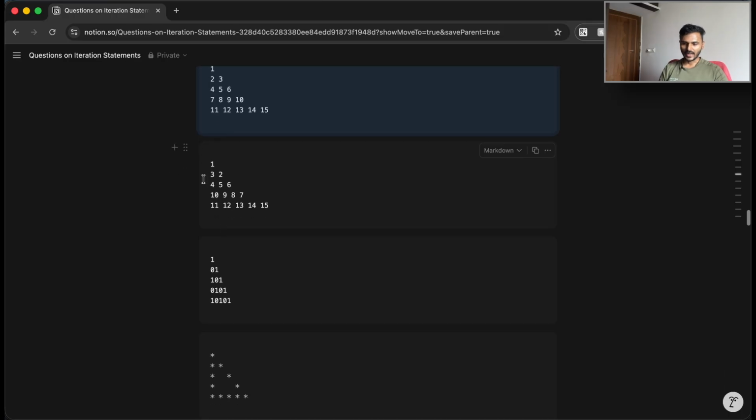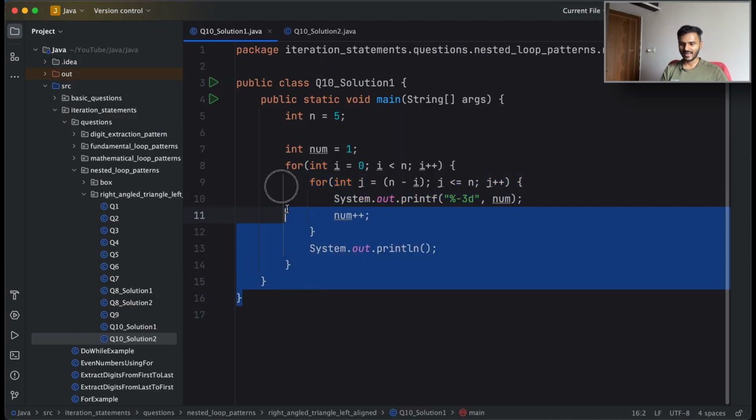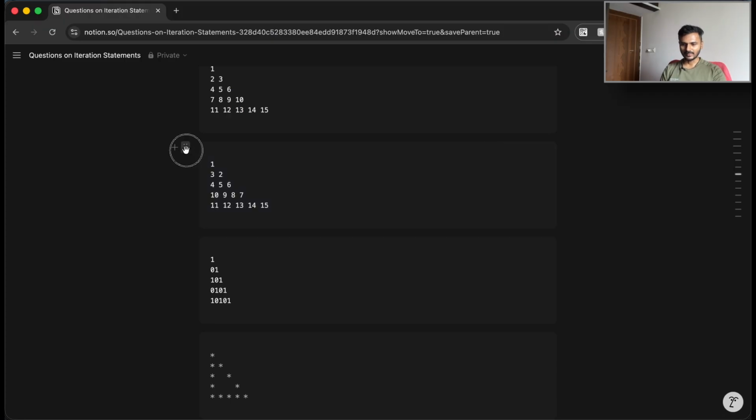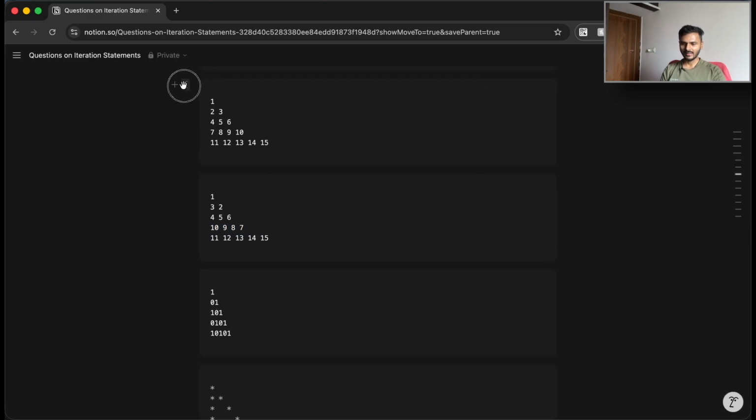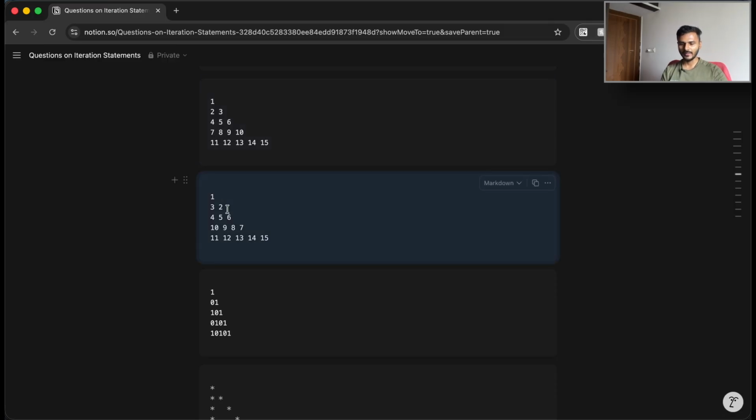Now let's take a look at the next question, which is this. And this question would tell you why I went for the second solution even though we had this solution ready and working. So in the question that we're going to solve now, you see that we've got 1 and then we've got 3, 2. Then we've got 4, 5, 6. Then we've got 10, 9, 8, 7. And then we've got 11 to 15, which is in a way similar to the previous question. That is the question that we solved just now, right?